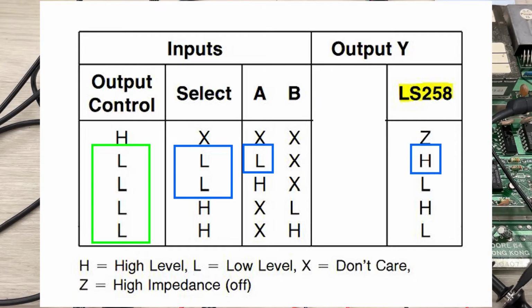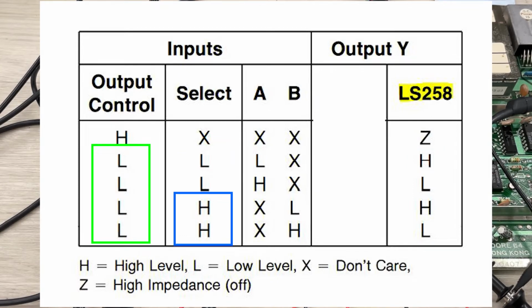So it's the opposite of port A. If my select line is high, then the chip is passing port B, but inverted at the same time. So the bottom line is whenever my output control is low, then I'll check what the select line is doing, what's on port A and B, and there should be a matching or opposite output, well in this case the 258, so it's going to be an opposite output at the output.